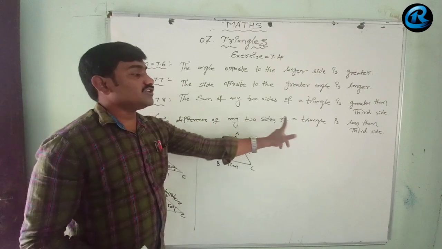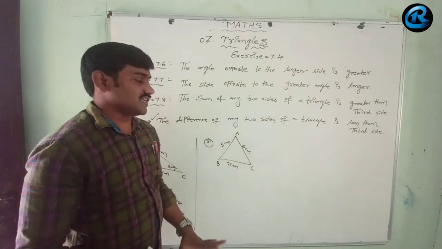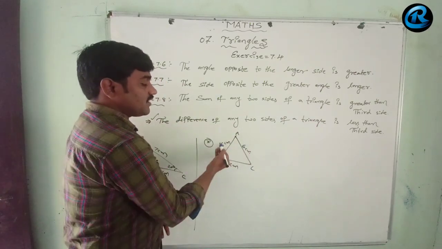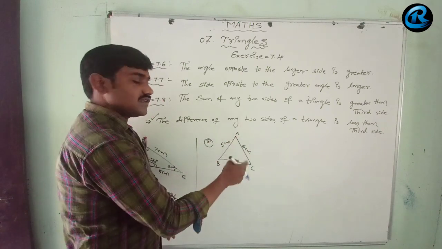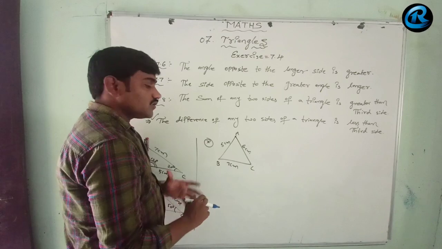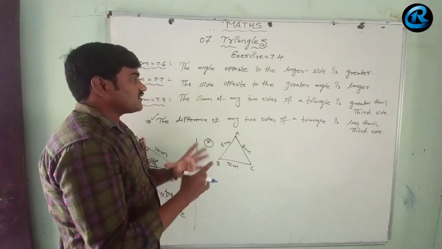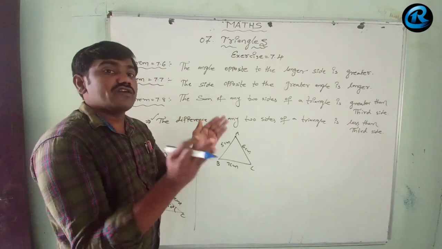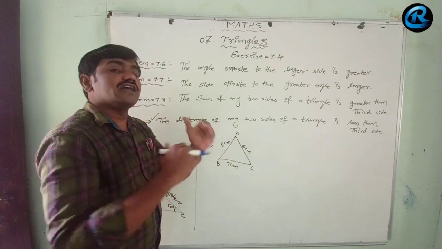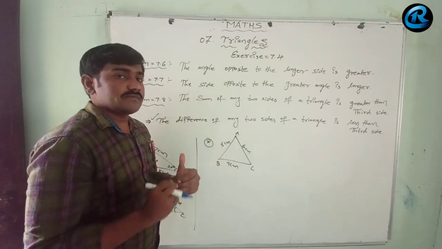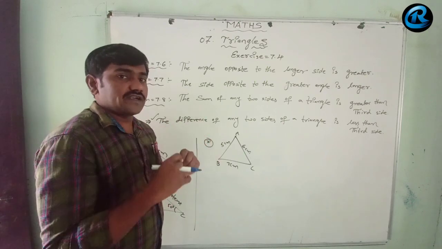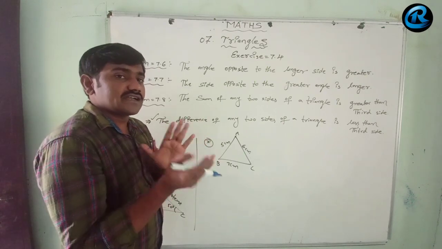The difference of any two sides of a triangle is less than the third side. The difference 6 minus 5 is 1, which is less than 7. 7 minus 6 is 1, which is less than 5. So based on the third side, if you add any two sides, the sum will be greater than the third side. If you find the difference of any two sides, that difference will be smaller than the third side.